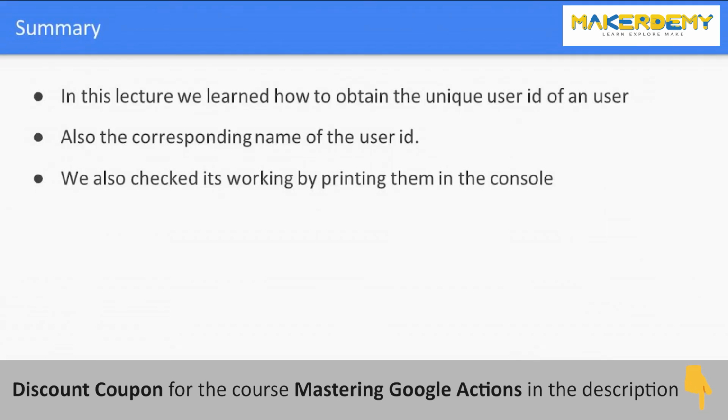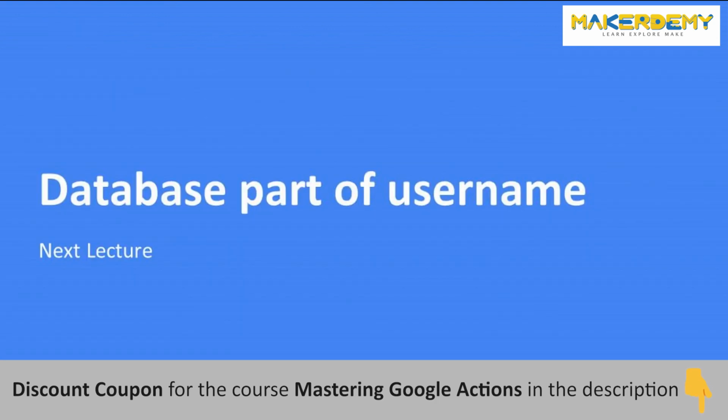Summary: in this lecture, we learned how to obtain the unique user ID of a user and also the corresponding name of the user ID. We also checked it's working by printing them into the console. In the next lecture, we will use this user data in the database to create a branch for every unique user.